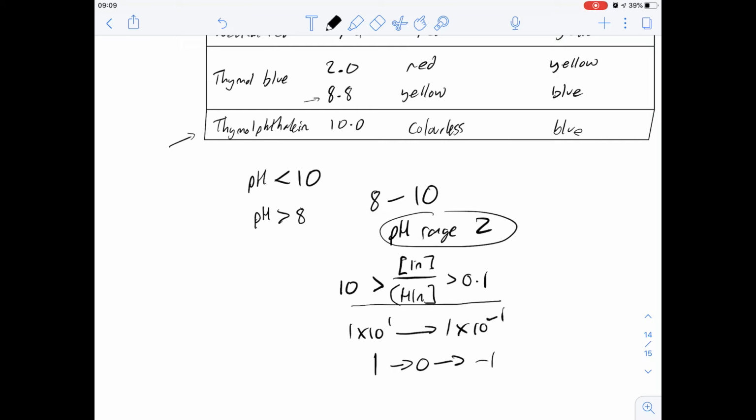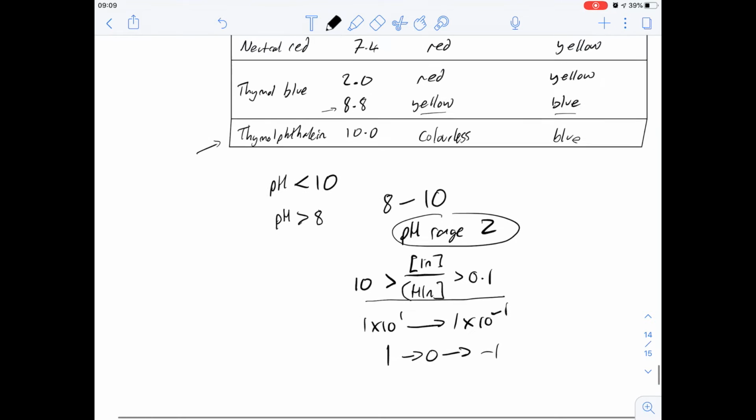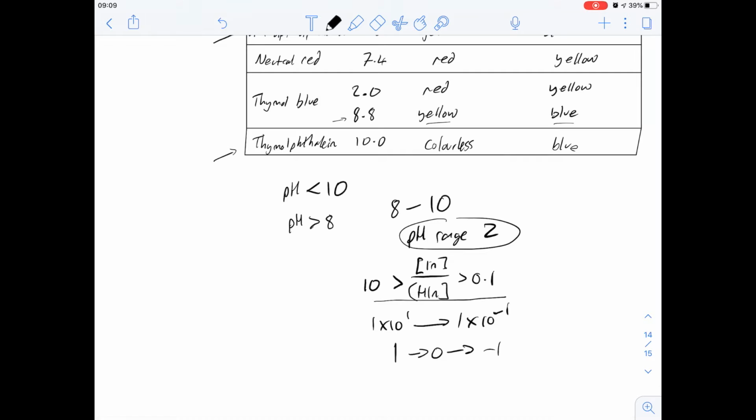And because the pKa is right in the middle of this range of 2 that we're looking at, it's going to be a mixture of the yellow and blue. And we're told that that's going to give us green in this case. So we know the answer for 36 is going to be D. It's going to be green. It's just looking at the range of values there.